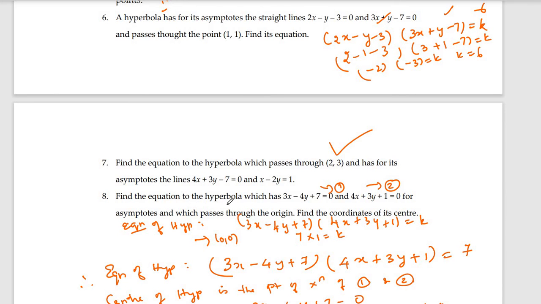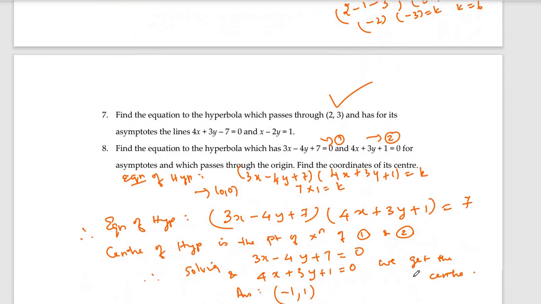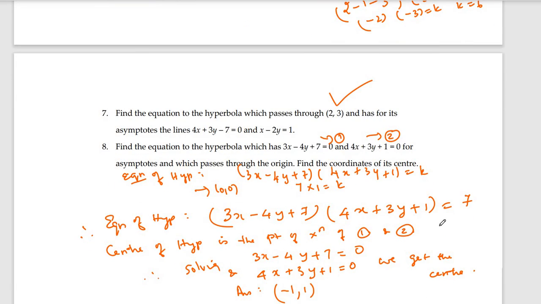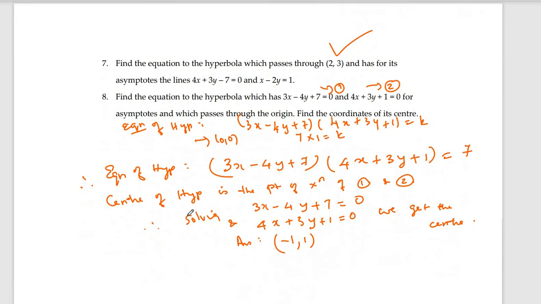Next, find the equation to the hyperbola which has for asymptotes the given lines. So again the same procedure. We'll have to equate that to k, determine what that k is, and so that will give the equation of the hyperbola. Then the center of the hyperbola and the asymptotes, the point of intersection, must be the same. So when we solve it, we get it as minus 1, 1. So the coordinates of its center is minus 1, 1, and the rest are already established.